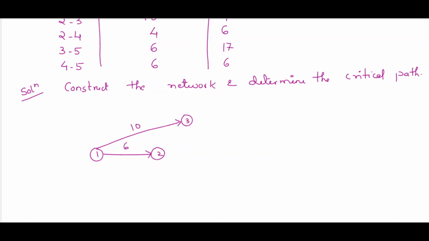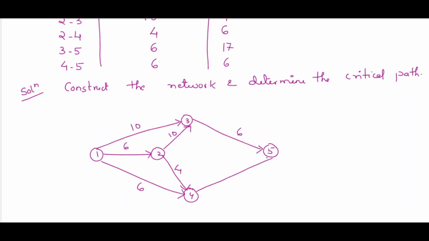Then 1 4 activity, its duration is again 6 weeks. Then 2 4 activity, it takes 4 weeks. Then 2 3, 10 weeks. Then 3 5, 6 weeks. 4 5, 6 weeks. So this is the network.